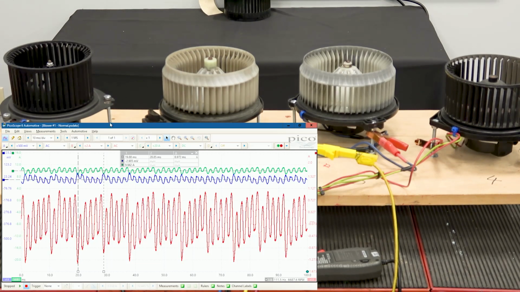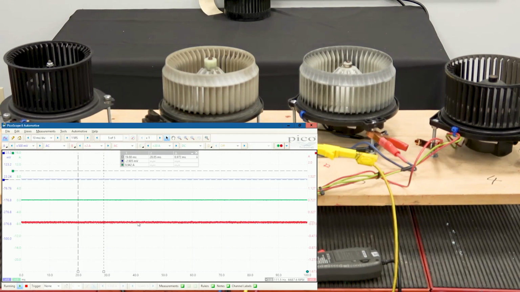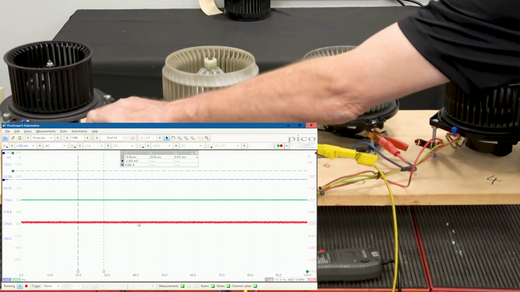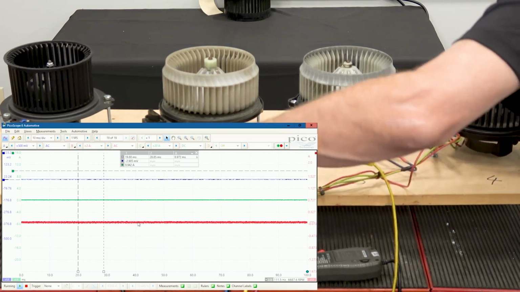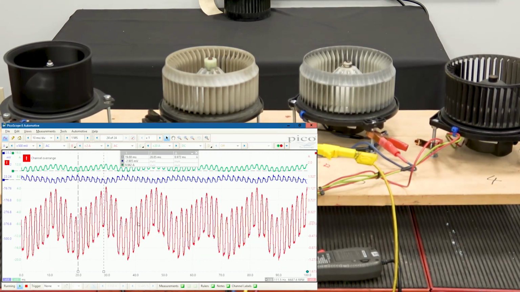Now let's look at some problem patterns here. I've got them saved, but so that you can see this is actually a real pattern, I'm going to go live for a moment. I'm going to connect up that blower motor so you will actually see in real time what the signal looks like.